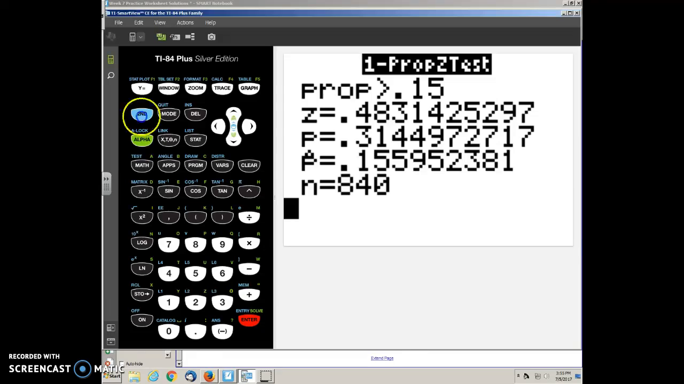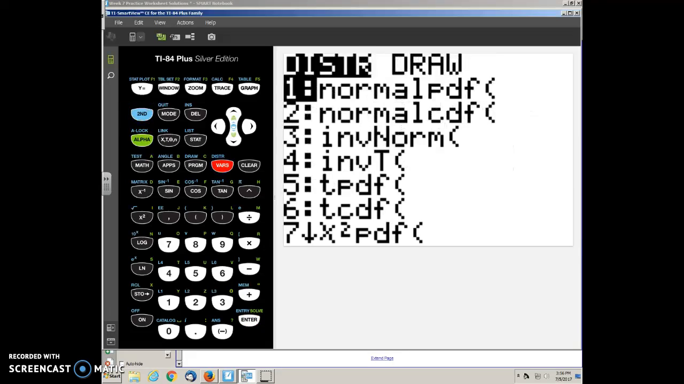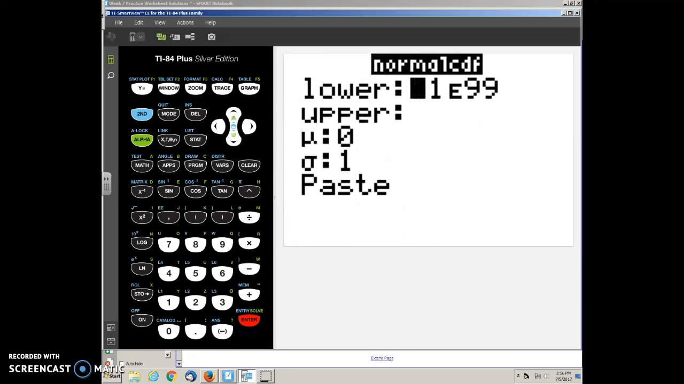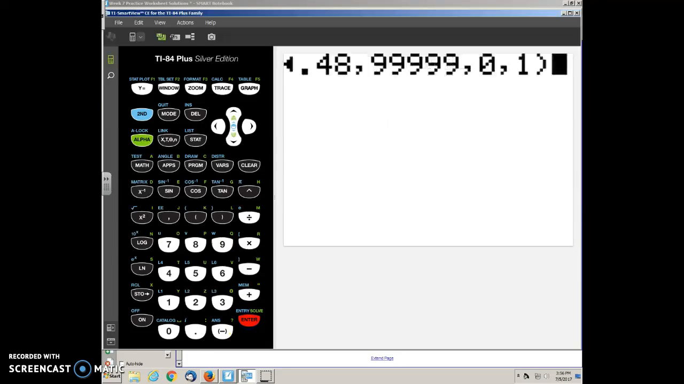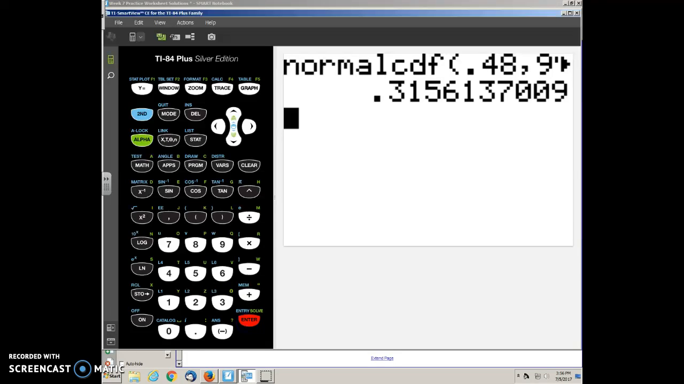You could also, if you wanted to, do this. Use normal CDF, and since we're finding the area to the right, the lower boundary is 0.48, the upper is infinity, but we can't type that in, and we're in the standard normal distribution. This actually gives us 0.3156 as well. This one gets you an answer closer to the table.